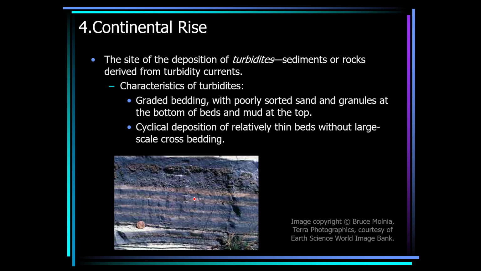Characteristic of turbidite, as I just told you, is graded bedding, which is poorly sorted sand and granules at the bottom of the beds and very fine grained mud on the top. It's usually cyclical deposition, and they are relatively thin beds. See, every one of these is a different turbidity current. And there will not be any kind of cross bedding because this is just not the place where that happens.